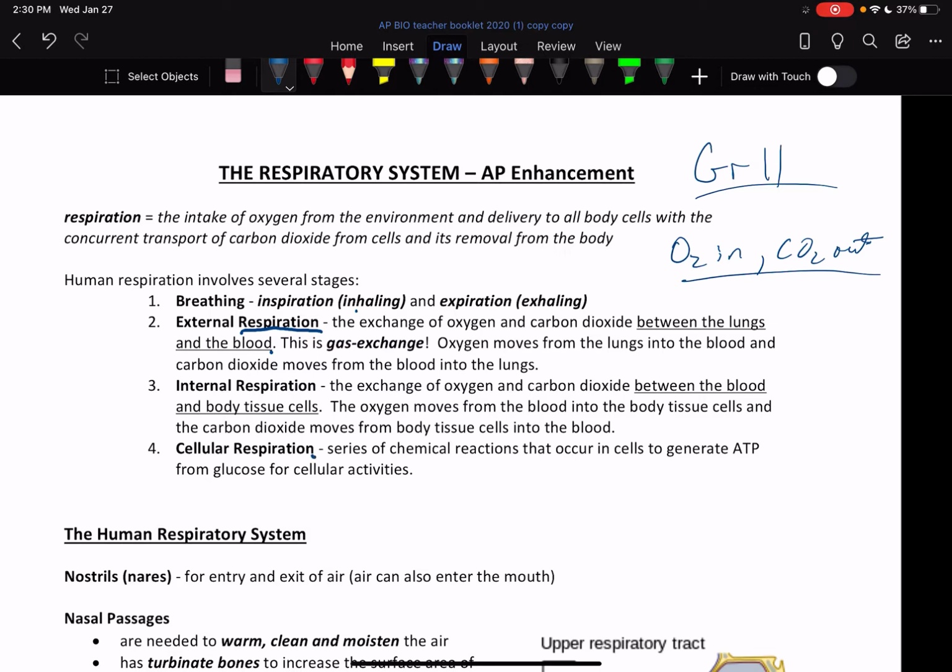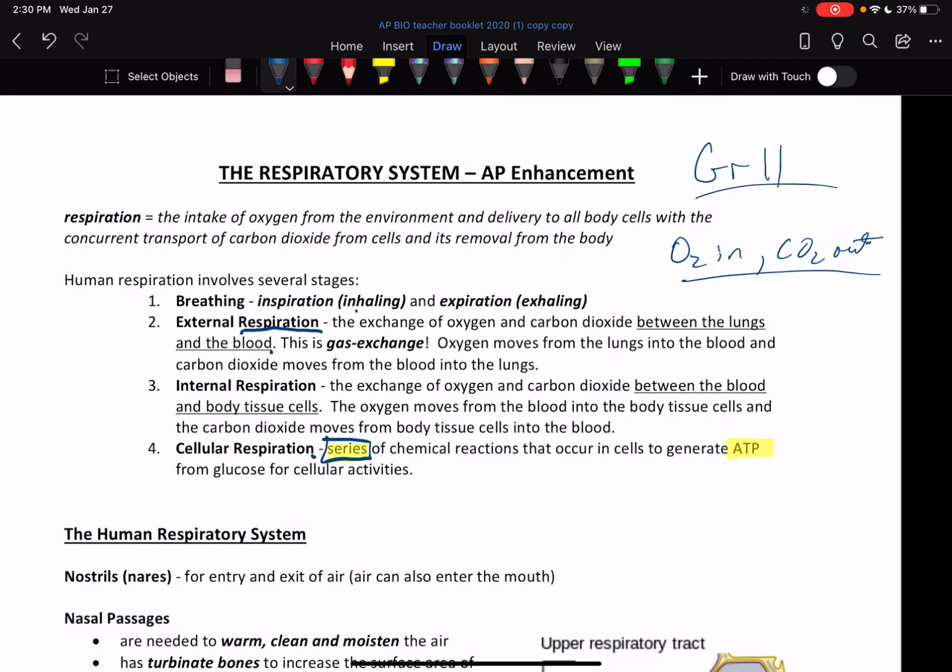And then finally, cellular respiration, which is the chemical reactions, and I want to point some out here. It's the series of chemical reactions that occur in cells to generate ATP from glucose for cellular activities. ATP is the money. That's the fuel for the body. That's what we really, really want, okay? So what we want to do is make sure we produce this ATP, and it takes a series of reactions to get that.